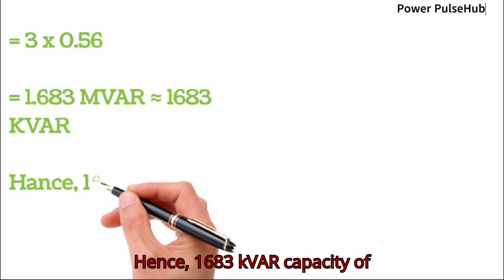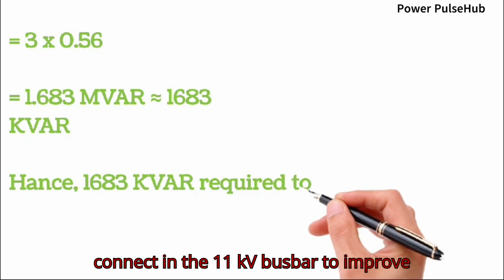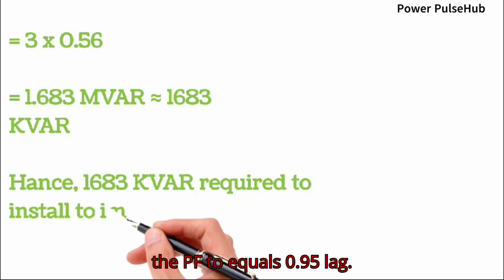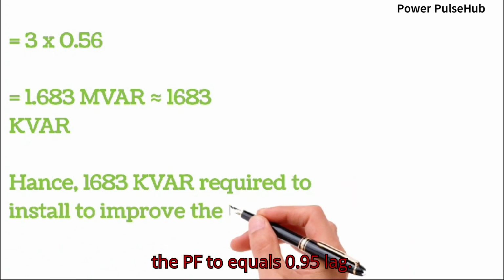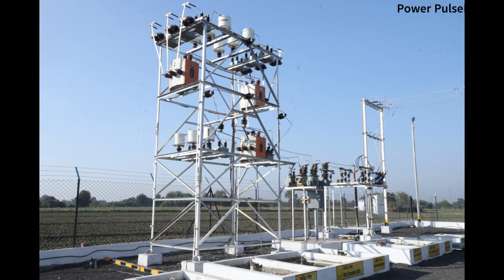Hence, a 1683 kVAR capacitor bank is required to be installed and connected in the 11 kV bus bar to improve the PF to 0.95 lag. This is the size of the capacitor bank needed.